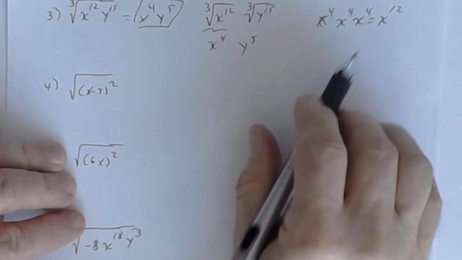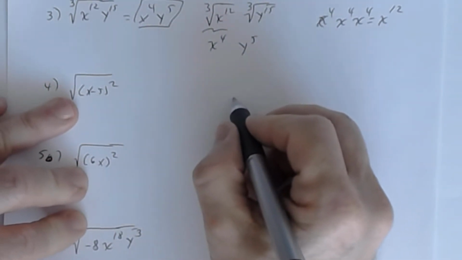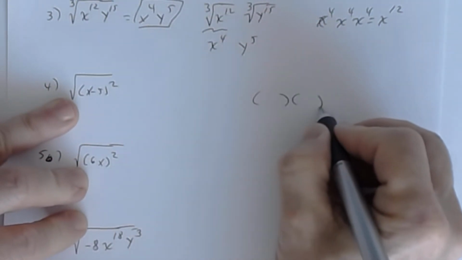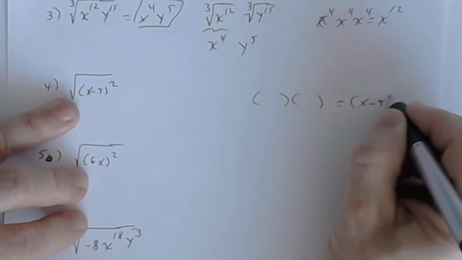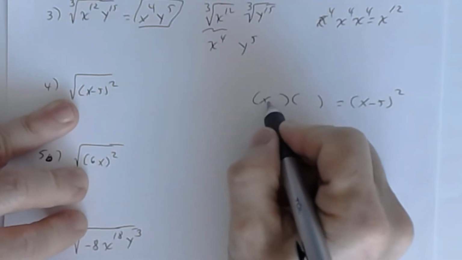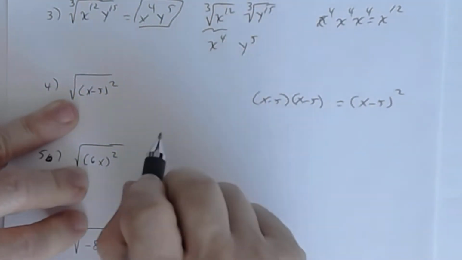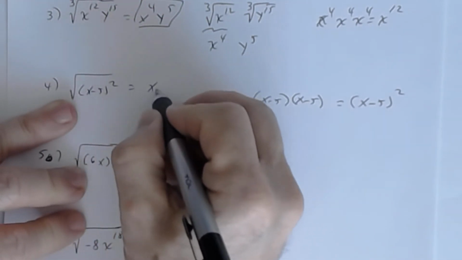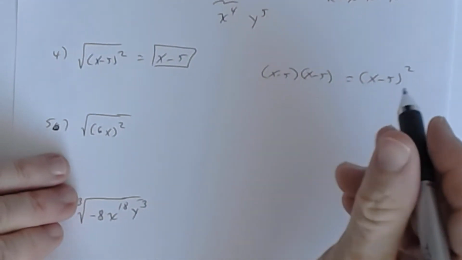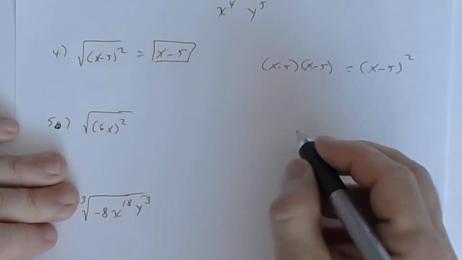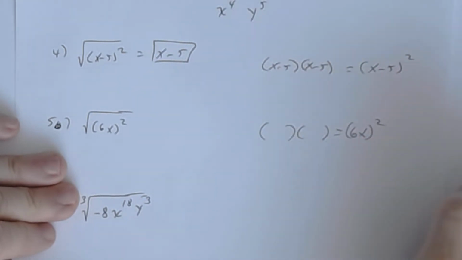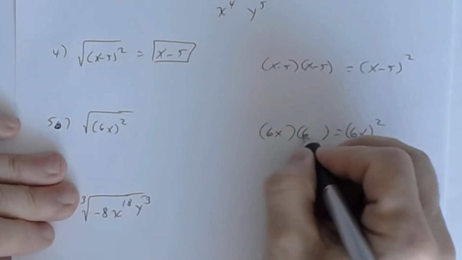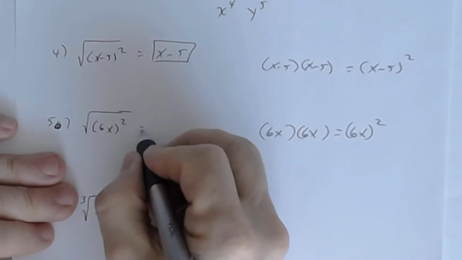Number 4, let's think about it the same way we did these. So you're asking yourself, what times itself is the radicand? Now, radicand is x minus 5 squared. Okay, so do y'all agree that x minus 5 times itself is x minus 5 squared? So that's what goes here, x minus 5. Same thing with number 5. It's very similar to number 4. So what times itself is 6x to the second power? Well, 6x times 6x. 6x times 6x is 6x to the second. So that's 6x.